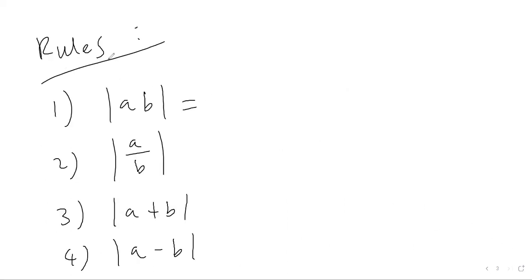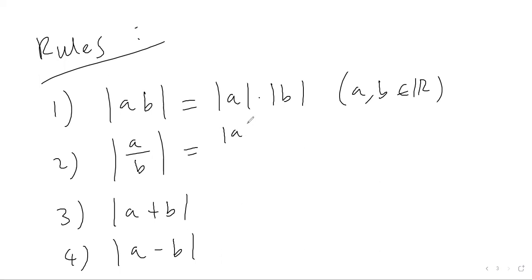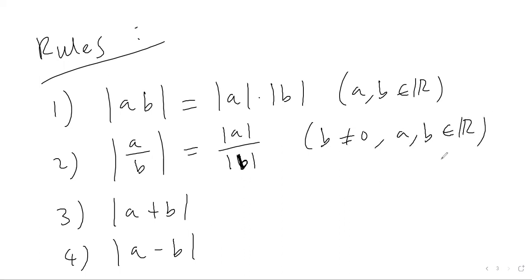And this will link into these 3 or 4 rules that we have here. The modulus of a number times a number is just the modulus of that number multiplied by the modulus of the other number. And again, I'll make clear that a and b are real numbers. How about this one here? Similar kind of thing. The modulus of a over b is the same as the modulus of a over the modulus of b. And again, I'll make a point clear here that b does not equal 0, but a and b are real.